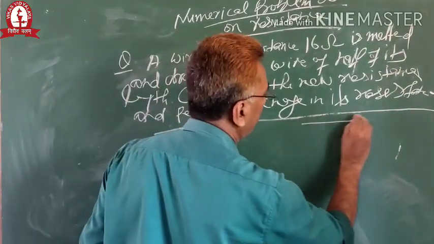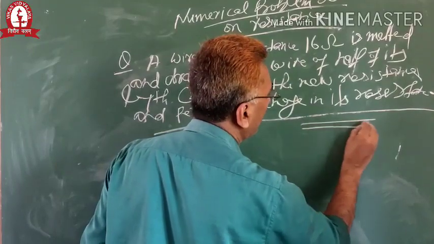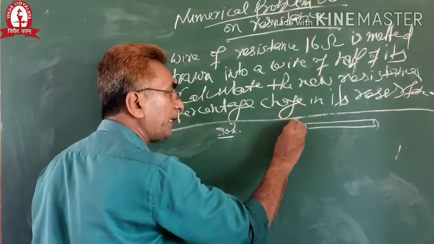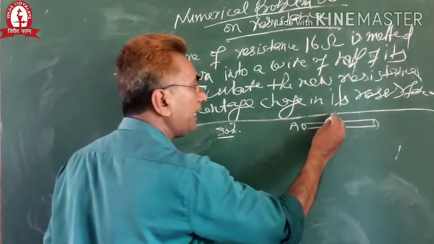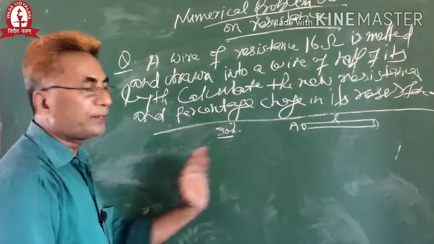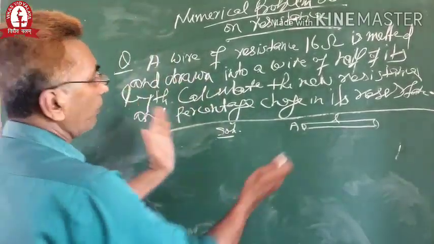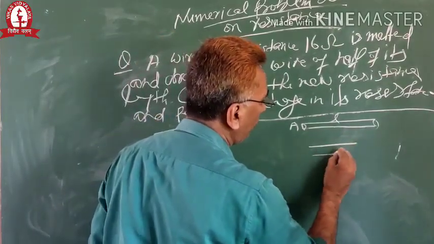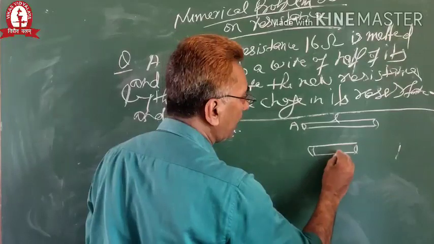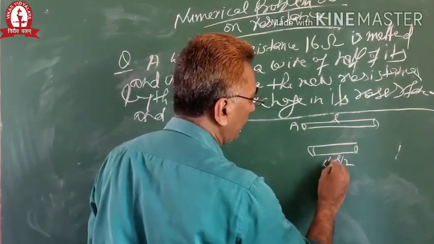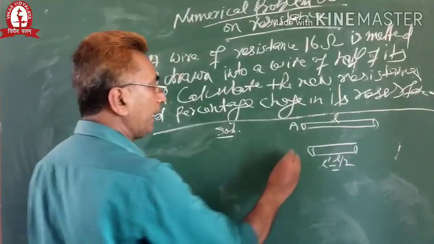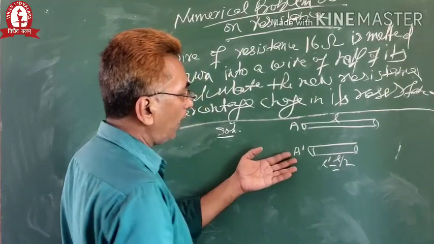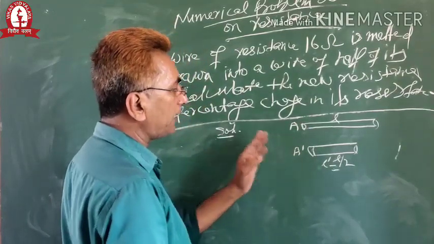Suppose this is a wire. Okay, this is a wire. Generally wire is taken into a cylindrical shape. Let the area of the wire be A. Original area is A and the length is L, right? After melting the wire, a new wire is drawn and the length of this new wire is now L by 2, right? L dash, the new length, is L by 2. It becomes now the new area, let it be A dash. I will find how much the new area has changed by applying one formula.